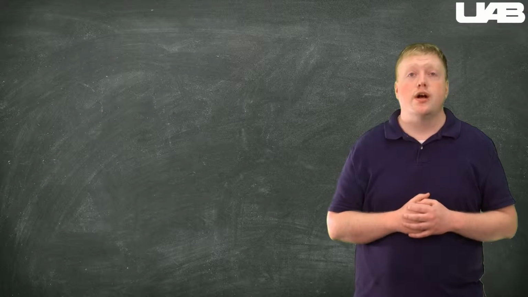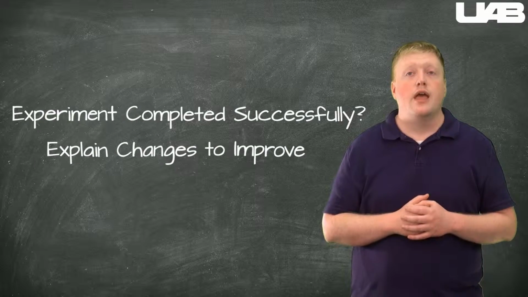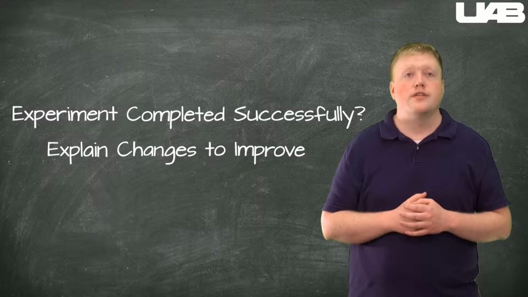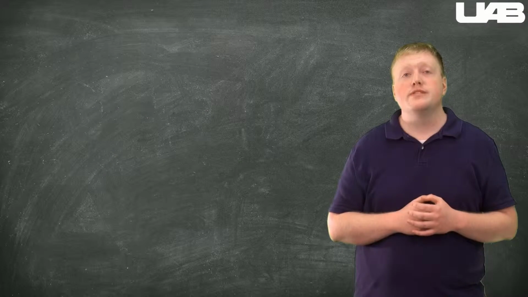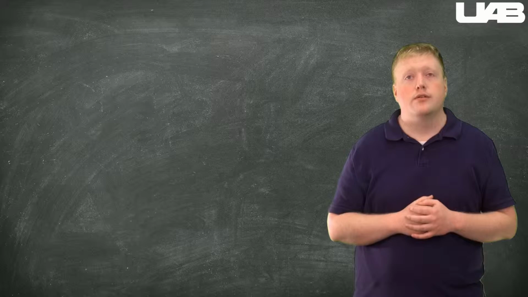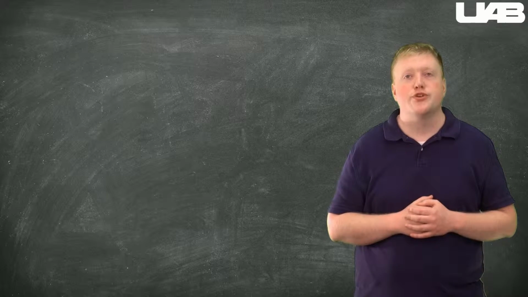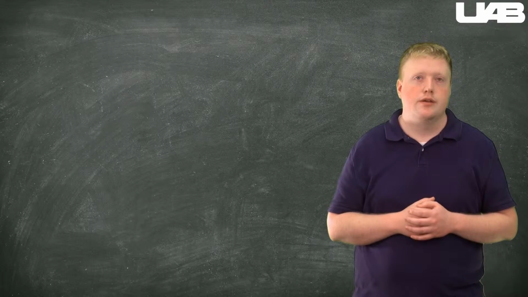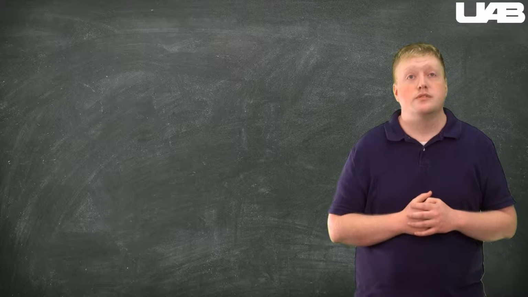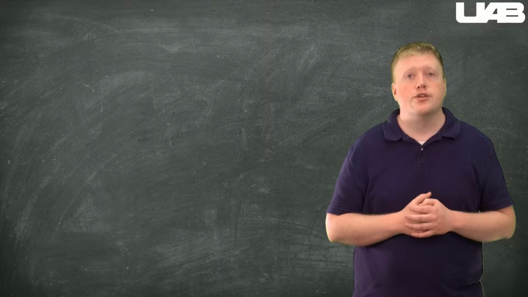This section should also include if the experiment was completed successfully and explain changes that could be implemented to make the experiment better. The improvements to the lab need to be thought out. Don't simply say that the experiment could be improved by shortening the procedure or lengthening the laboratory period. For example, say you were writing a conclusion section for a recrystallization and melting point lab.